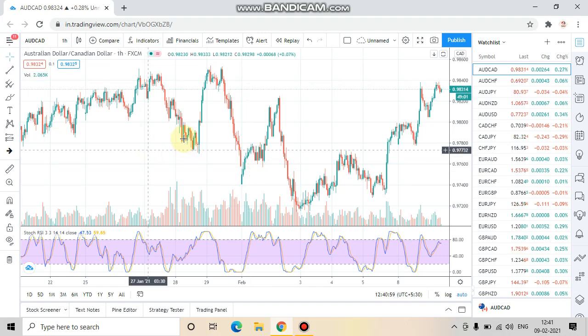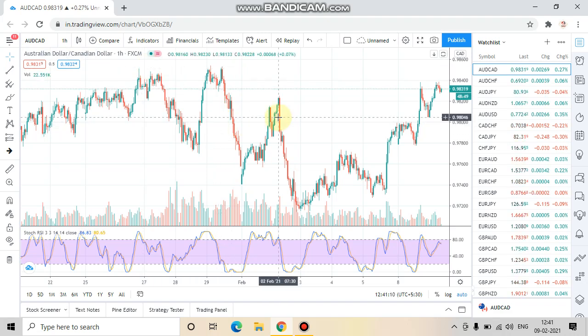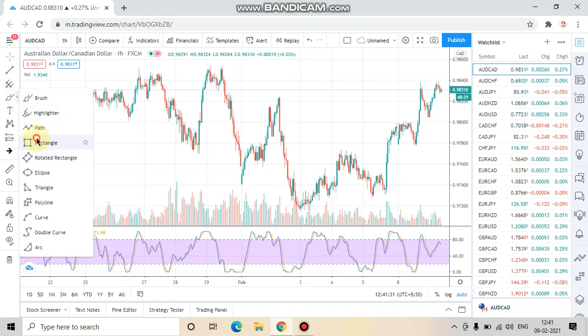So right now we have the chart of Australian dollar and Canadian dollar in front of us, and you can see on the screen that I'm in a 1 hour time frame. If you want to trade for this day, 9th Feb, we need a smaller time frame instead of a weekly or daily time frame, so we are using a 1 hour time frame. In the 1 hour time frame, we can see that there is a good amount of resistance here.